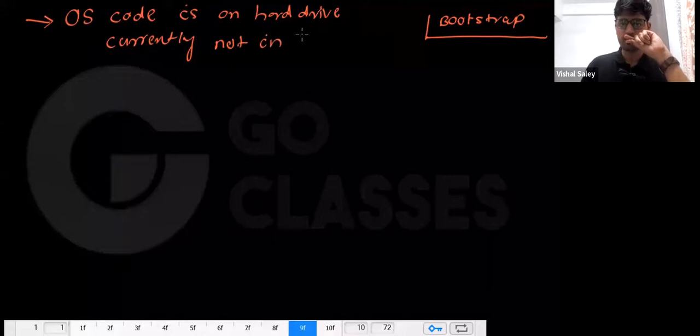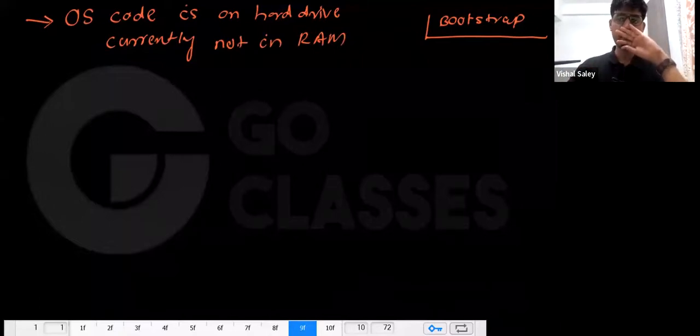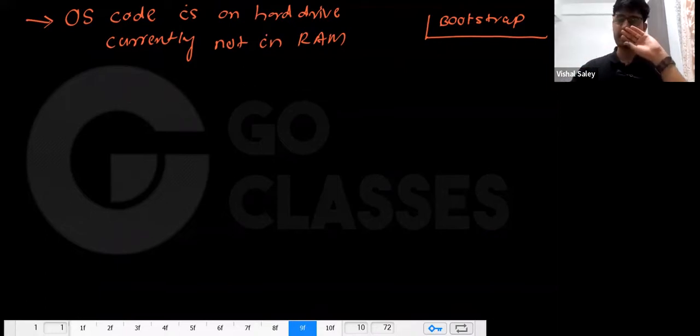Your operating system is currently not in the RAM because you have pressed the power button, right? The system was off before this. You press the power button, it means your entire RAM is basically empty. It has nothing going on there, and your CPU is executing this bootstrap program, and the operating system is not there in your RAM. But the operating system code is present in the hard drive, right? Is this understood?